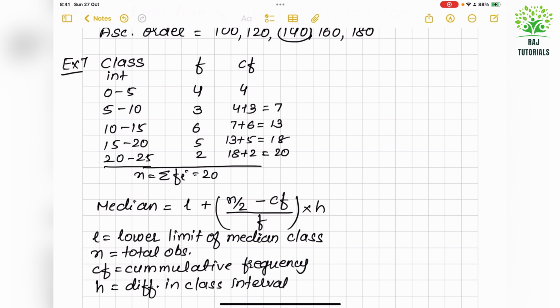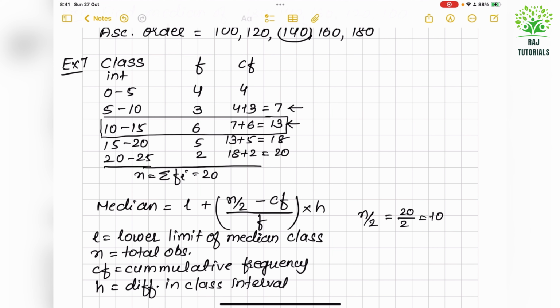Now you have to check CF. I need to find the median class, so you have to take the n by 2 value. So n by 2 is 20 by 2. I will get 10. So now see, near to 10 there are two values, but always the bigger one will be the median class. So this is my median class. So now I will get all the values from here.